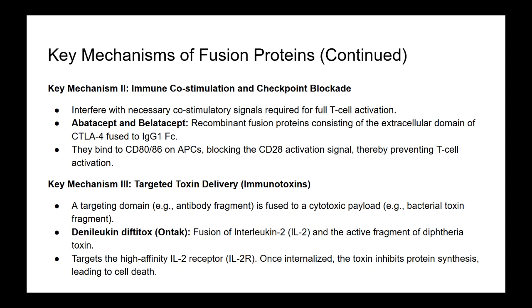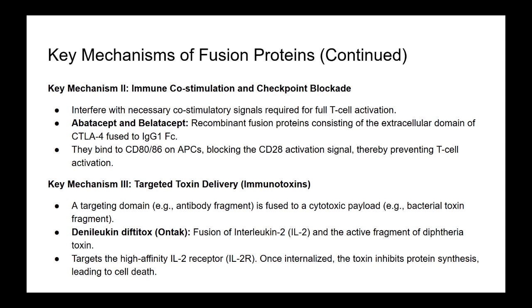This mimicry allows the fusion protein to bind to essential activation ligands, like CD80 or CD86, on antigen-presenting cells. By doing so, it prevents the T-cell receptor signal from progressing to full T-cell activation.